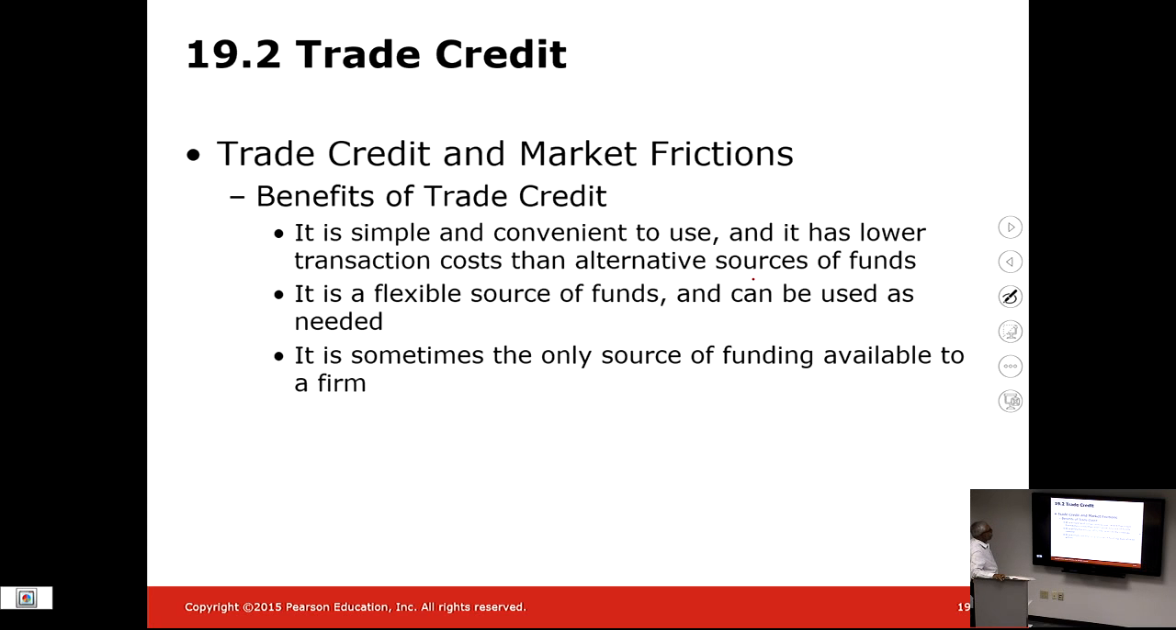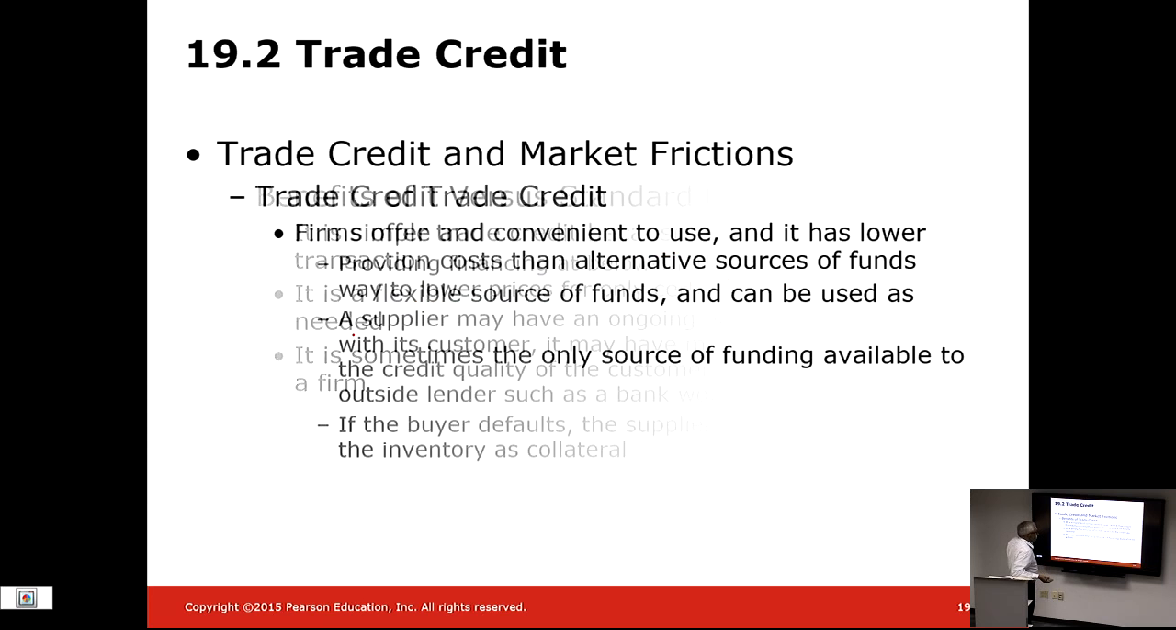So why do companies offer trade credit? It is simple and convenient to use, and it lowers transaction costs. It's a flexible source of funds that can be used elsewhere. So it's 1%, but that 1% over that 15-day period represents an effective return of about 15%. If you can manage these trade credits properly, you are effectively generating return for your company, and thus you are freeing up funds that could be used elsewhere.